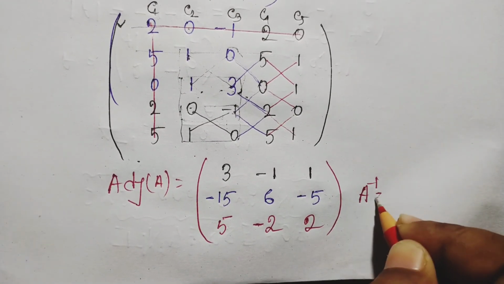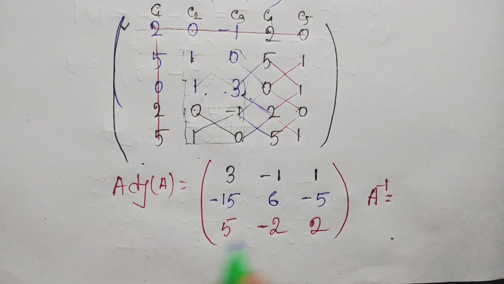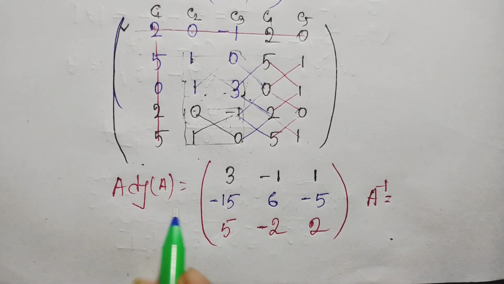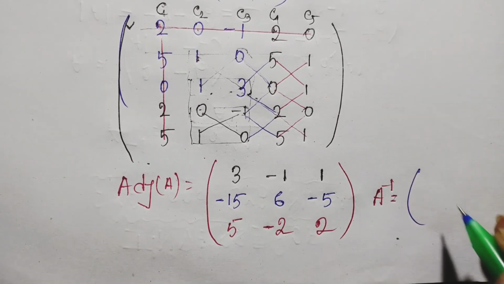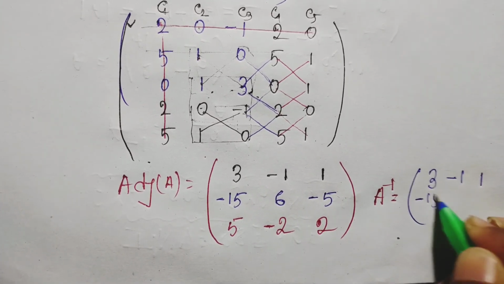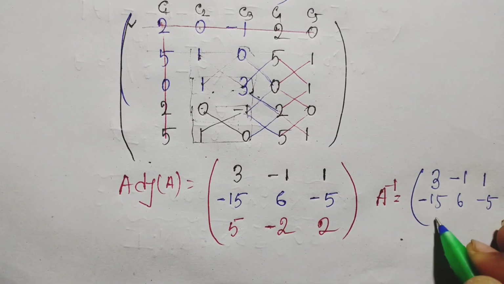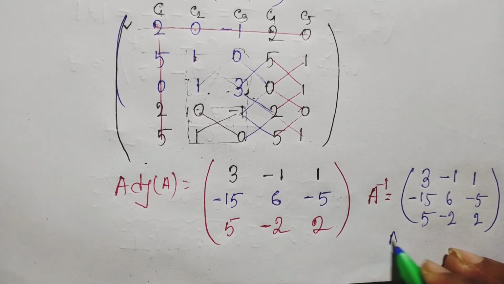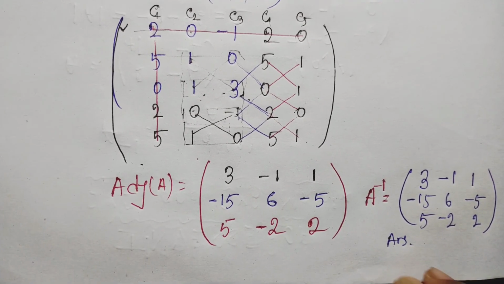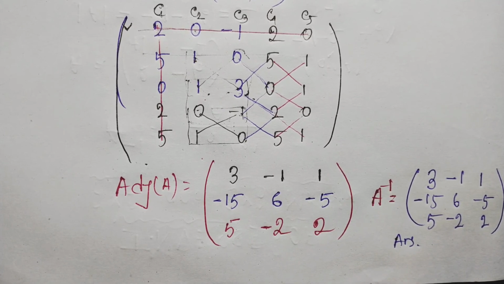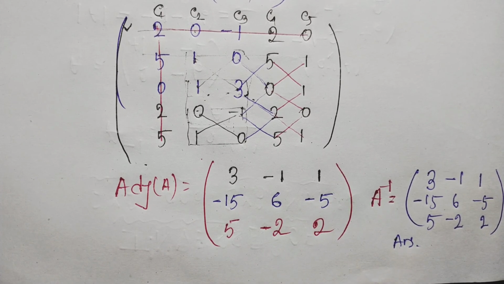So our final answer is A inverse equal to adjoint A. This is the adjoint A and the determinant A is 1. So 3 minus 1 1, minus 15 6 minus 5, 5 minus 2 and 2. This is our final answer. Understood everyone? Now you have to practice. Trust me, if you practice a lot, then it does not take more than 30 seconds.